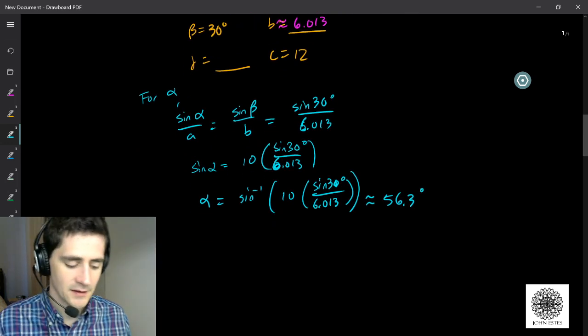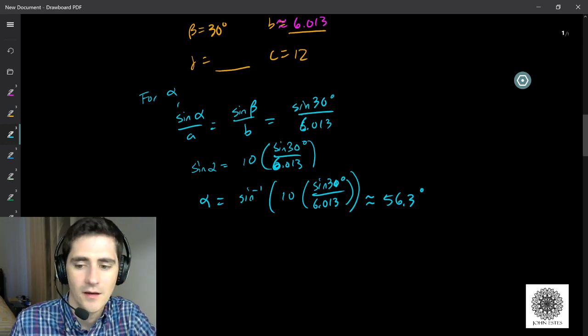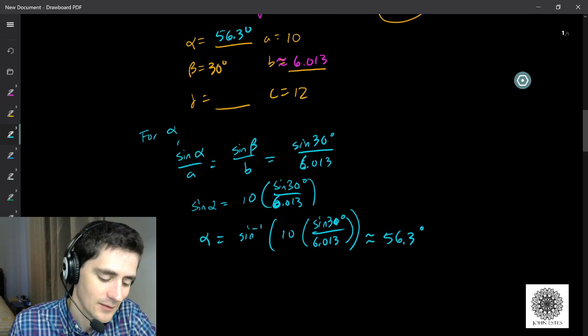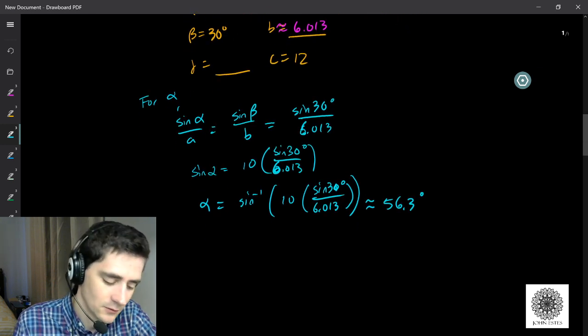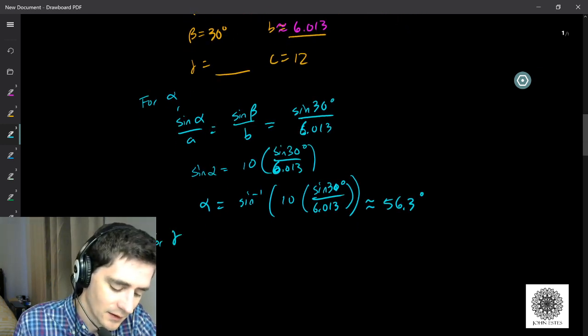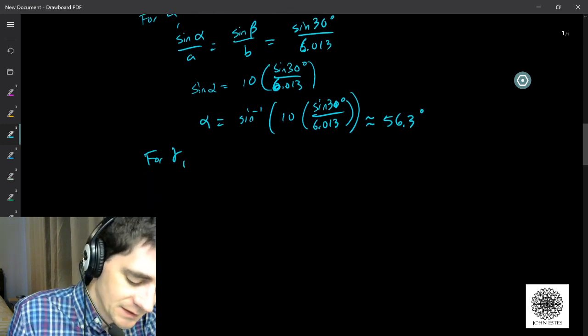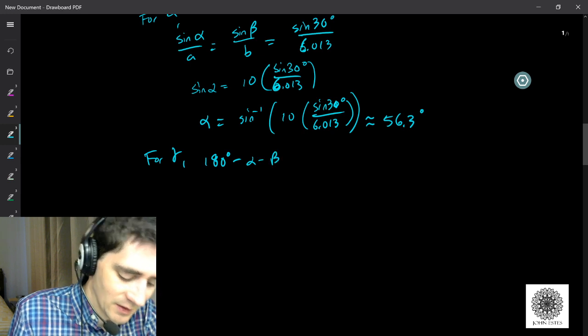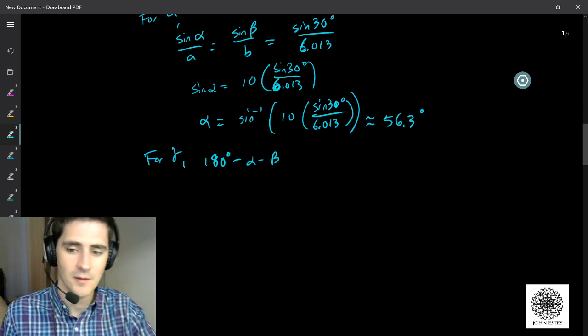And now I need to find gamma. And so what can I do for gamma? Well, I could use law of sines again, but now that I have two angles, why do that? So for gamma, just say 180 degrees minus alpha minus beta, because we know alpha and beta already, right? Approximately.